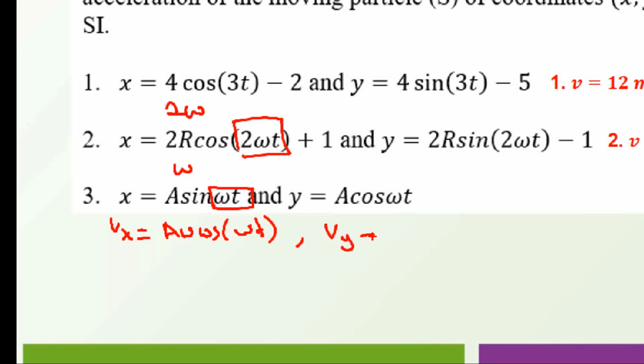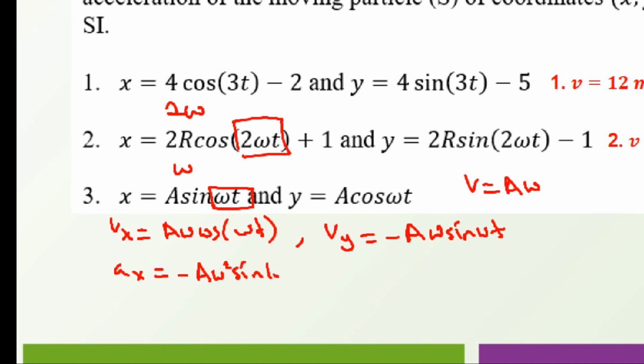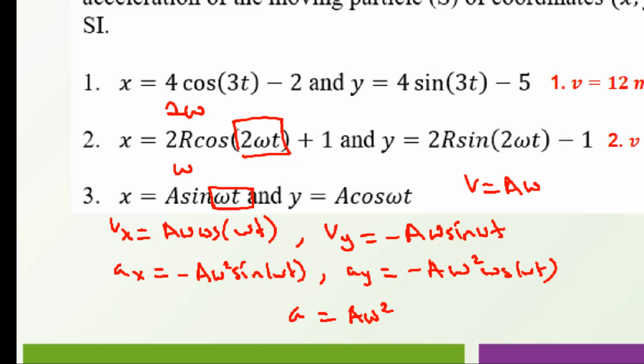Then Vy would be minus a omega sine omega t. Believe me or not, the speed would be given by a omega, no need to put a unit. Ax would be given by minus a omega squared sine omega t. Ay would be given by minus a omega squared cosine omega t, and the acceleration would be, in this case, a omega squared, and the minus sign would cancel with the even power.